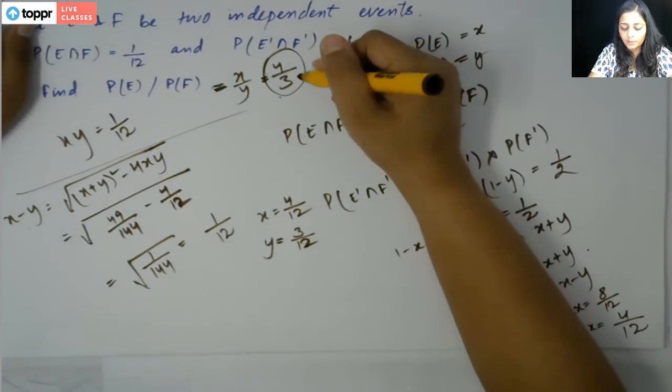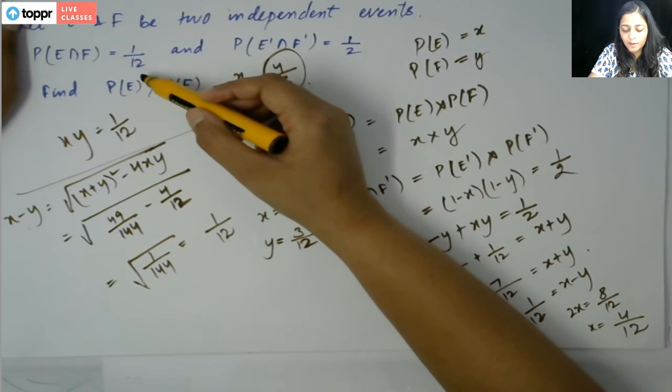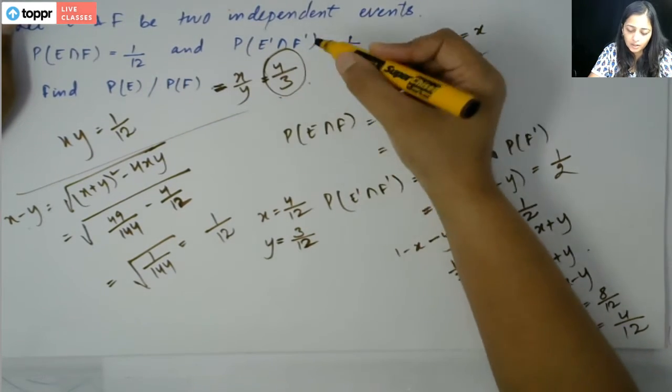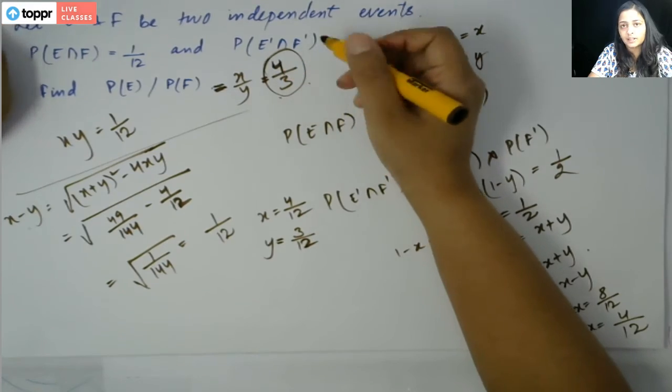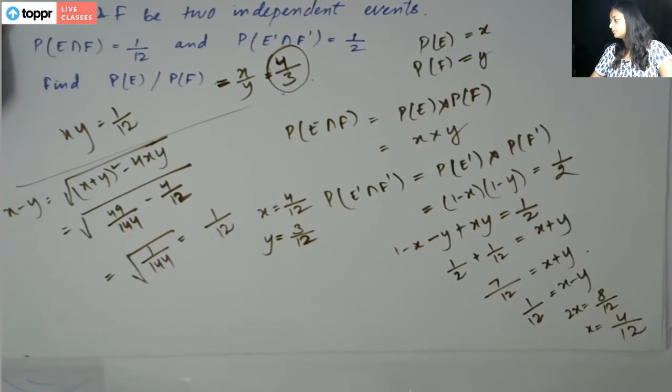So this is not a probability, we just have to divide the probability of E and F. So don't get confused that it is coming out to be greater than 1.